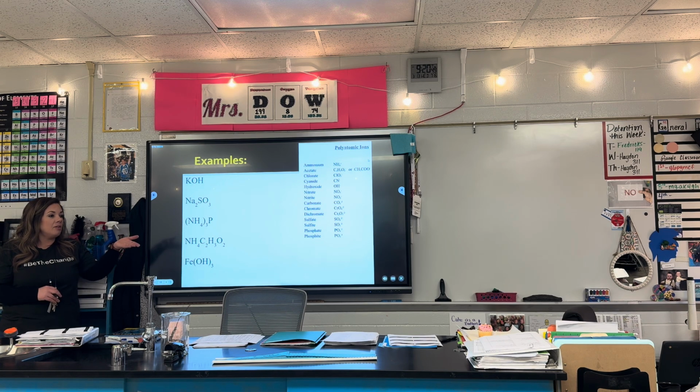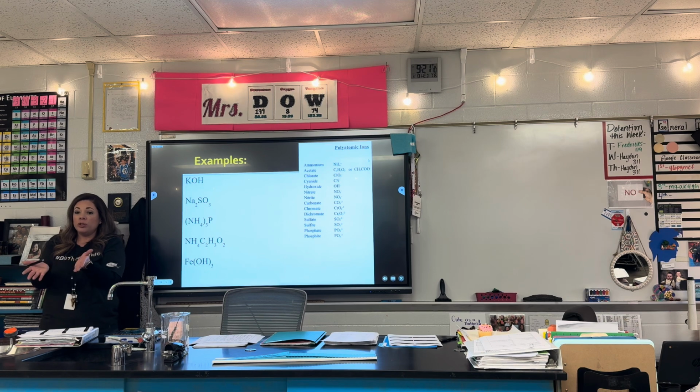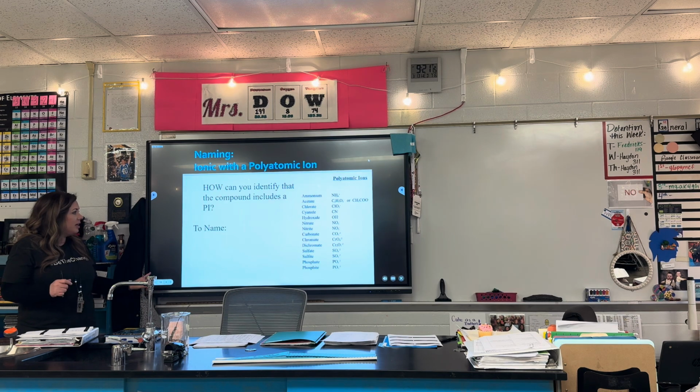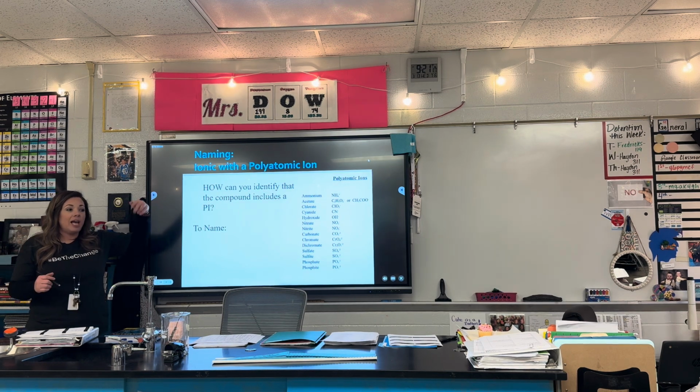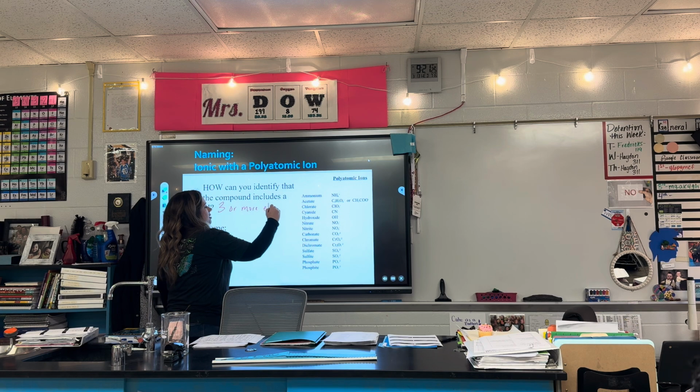They have more elements in it, right? The others were binary, which meant 2 elements. Do these only have 2 elements? No. How many do these have at minimum? 3. So we could say that in order to include a polyatomic ion, it has to have at least 3 elements, because our polyatomic ions have 2, and then we're adding it to something else. So a compound with a polyatomic ion has to include at least 3 elements. So it has to have 3 or more elements.